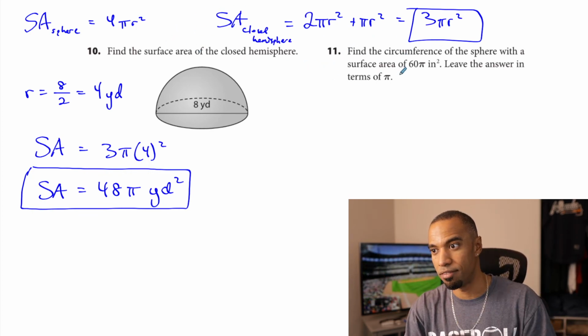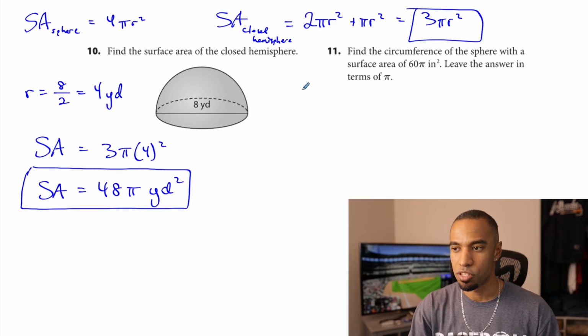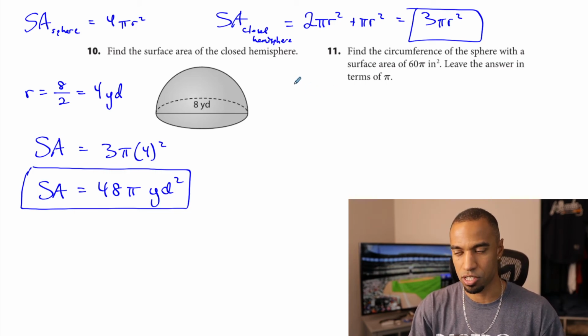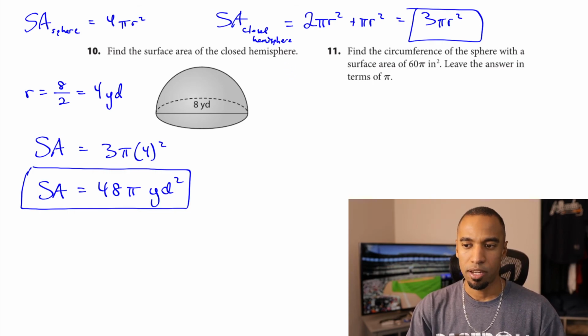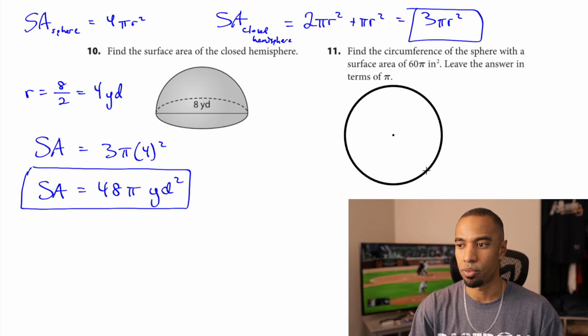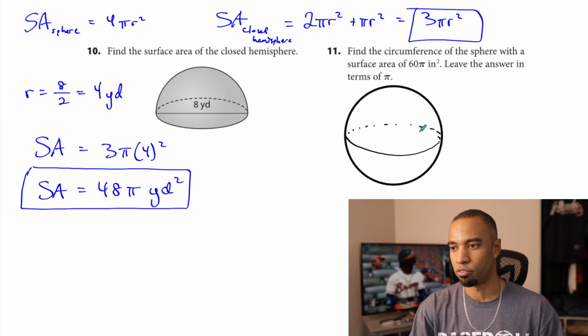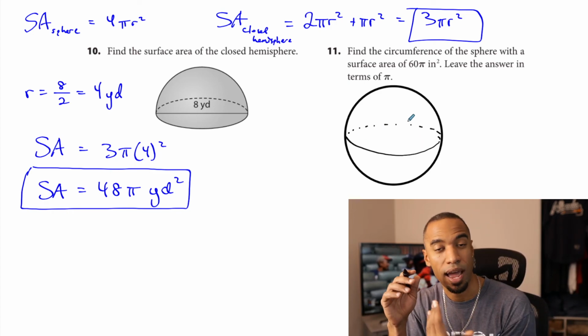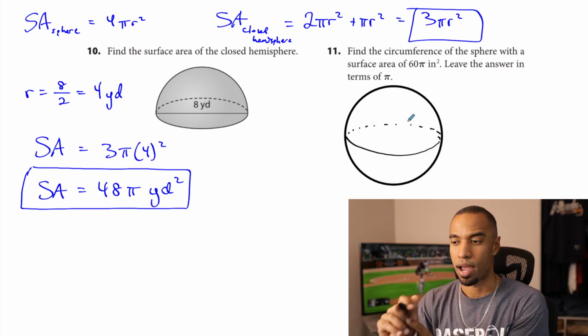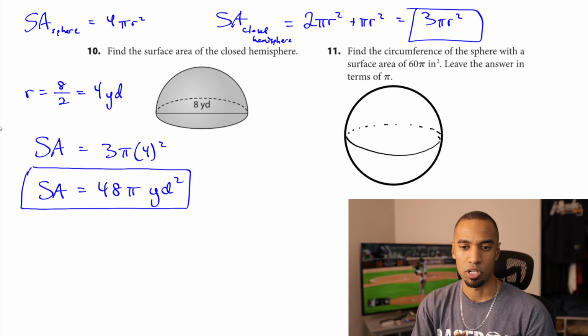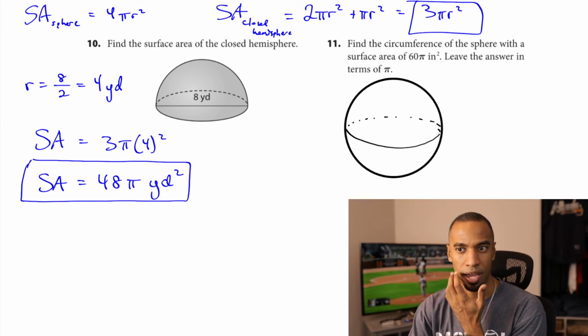All right, last one, number 11. No diagram. Find the circumference of the sphere with a surface area of 60 pi square inches. Leave the answer in terms of pi. Now, when we mention circumference, we are talking about the one of the great circle, if you will. So even though they don't give me a drawing, let me give you the idea of what we're trying to find. We want to find this circumference around, again, the great circle, if you will. So the one where once we crack the radius, that's what we need. Once we crack the radius, then we have the information to get circumference, as circumference is 2 pi times the radius.